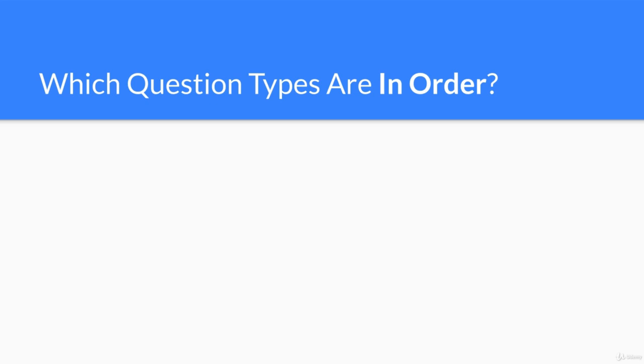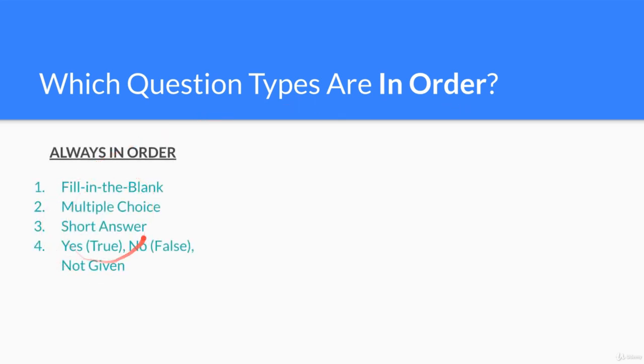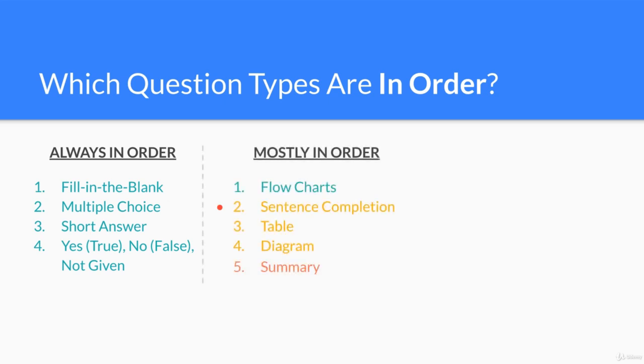But not all questions are like this, so first let's take a look at what types of questions are in order. So these questions are always in order. These ones here: fill in the blank, multiple choice, short answer, yes, no, and not given, or you can also look at this as a true-false question. So these questions are always going to be in order. Now there are other question types as well, and these ones, they tend to be in order most of the times. Not always, but most of the times they are in order.